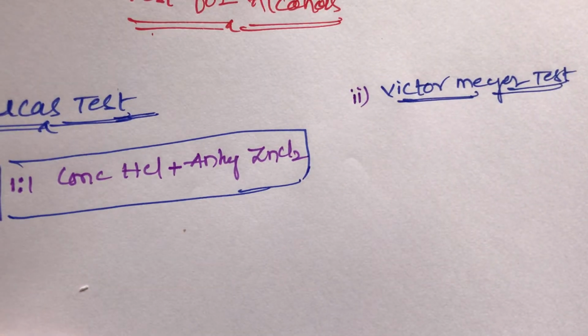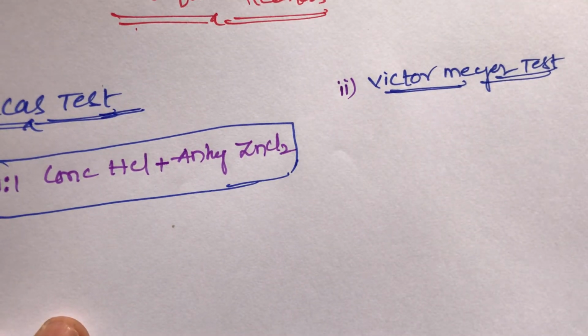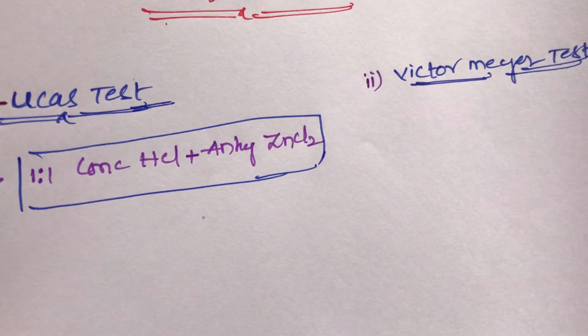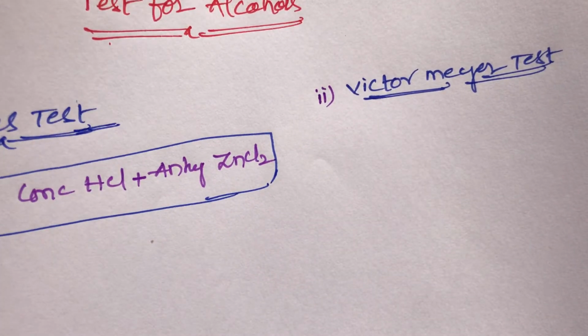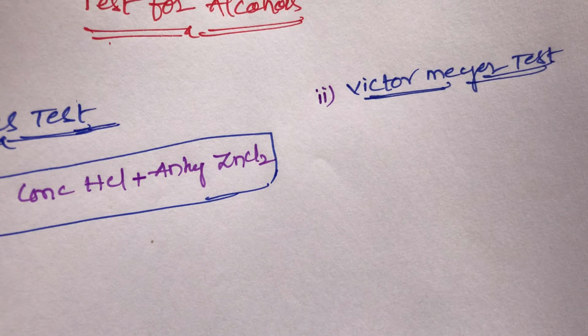What is the role of Lucas reagent? It is used for identification of primary alcohols, secondary alcohols, and tertiary alcohols. I will give a simple trick. So what about the Victor Meyer test? What are the important reagents?